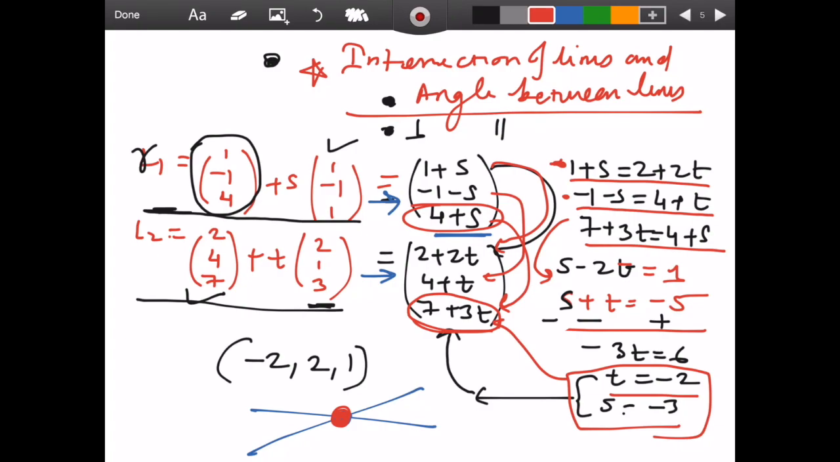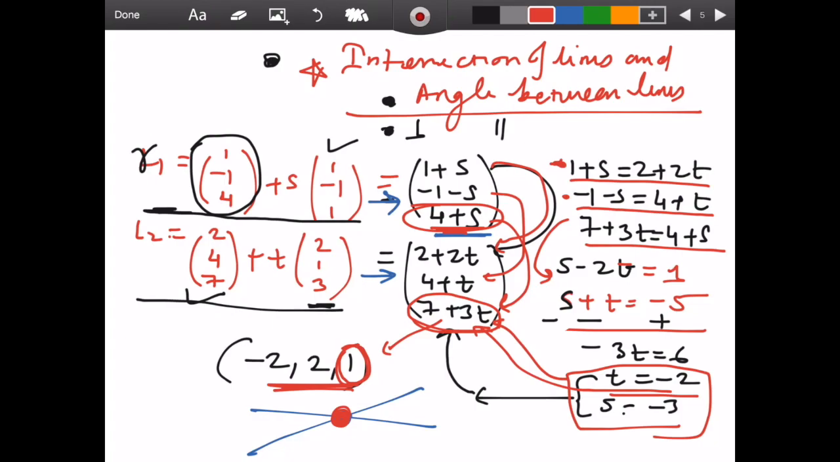So let's see. If I plug in s as negative 3, it's 4 minus 3, which is positive 1. You can clearly see positive 1 out here. Also 7 minus 6 is going to be here, so 3 times negative 2, and it's going to be 1 again. Hence these lines intersect at these exact coordinates. Now in case I wanted to find out whether the lines are skew or not, this coordinate would be different. Got it?